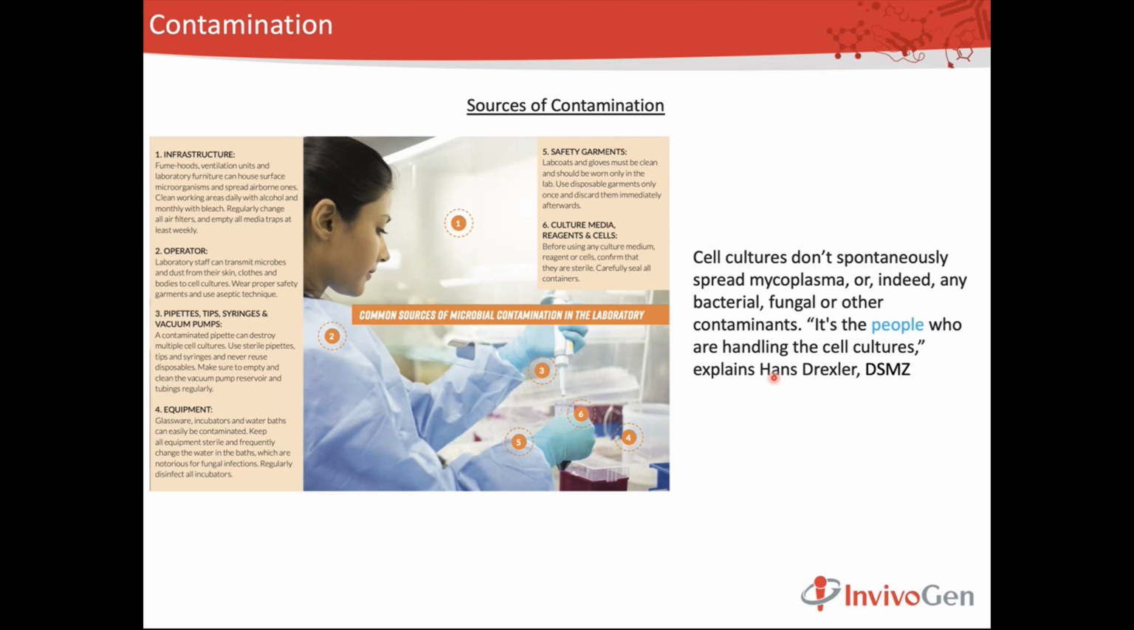So where do they come from? It can come from a lot of different places. For example, your fume hood, the ventilation unit, and of course the operator. On your body, you have a lot of microbes, inside your mouth as well, that may be spread to the cell culture. Pipettes, tips, and syringes, if they are not properly sterilized, are also sources of contamination. And of course, culture media, reagents, and cells are other sources.